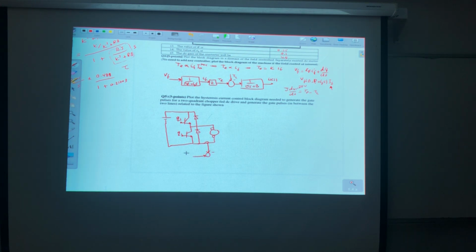Then I will compare it with IA reference. After that, I'm using a band control. And the band control will generate Q1. The logic of that will generate Q2 according to Q1. Q1 will equal 1 if IA is less than or equal to IA reference minus delta I, the band that I need, and 0 if IA is greater than or equal to IA reference plus delta I.